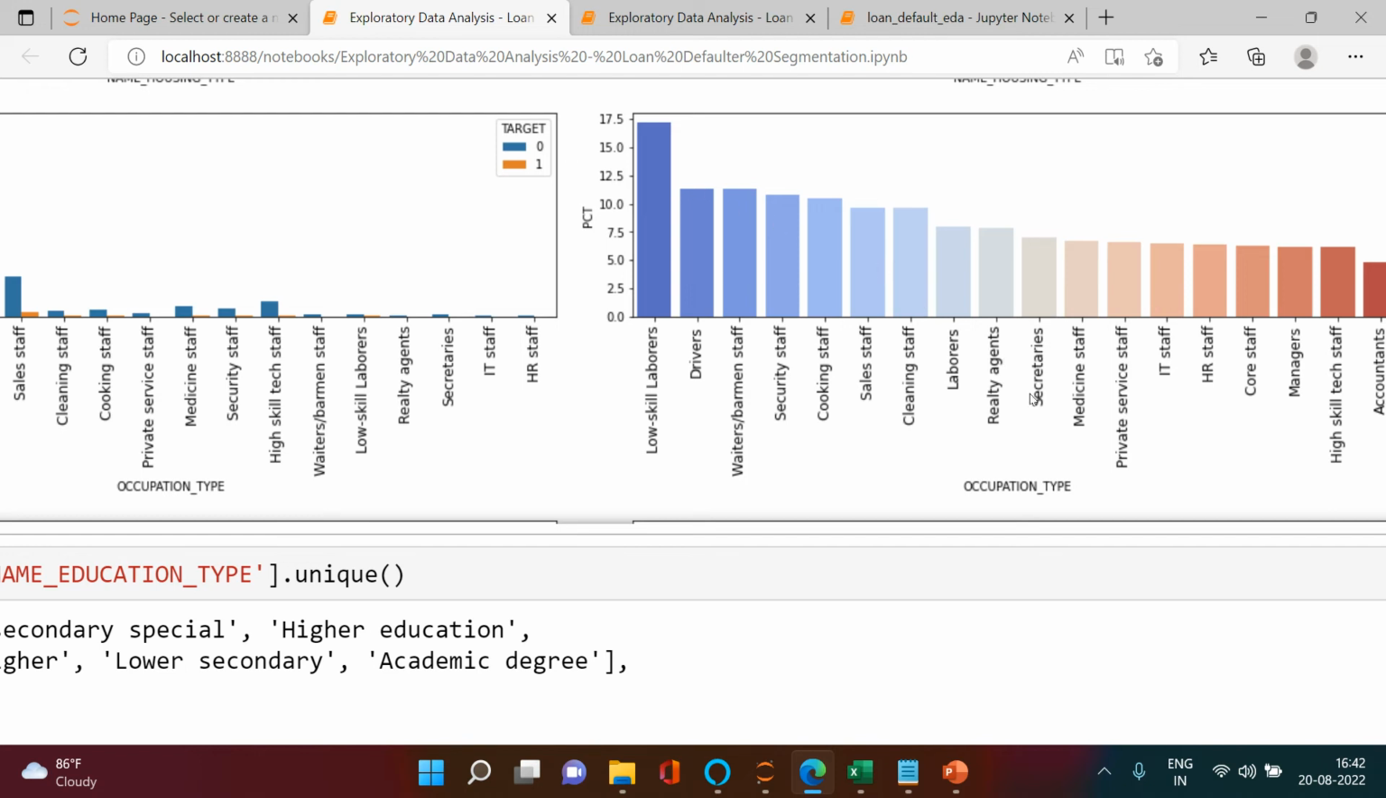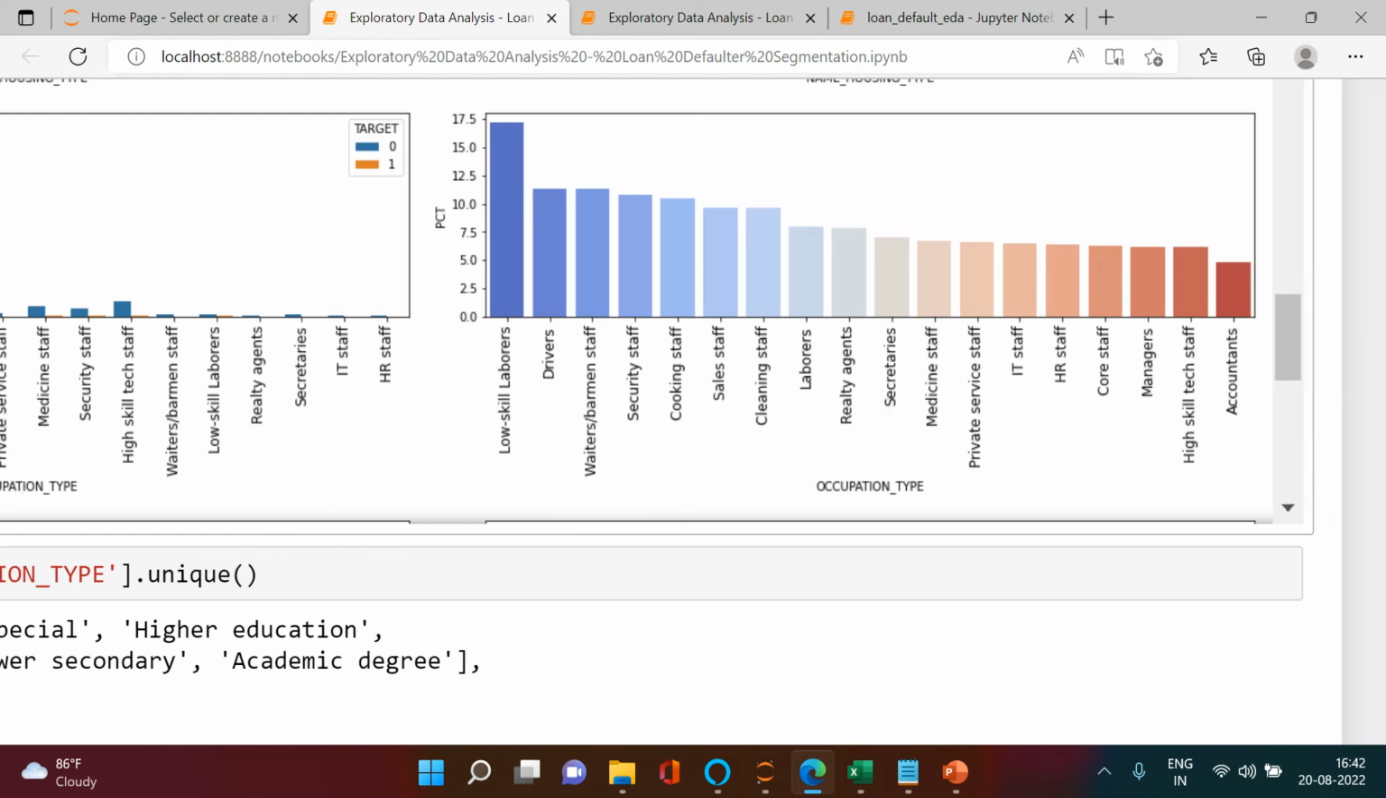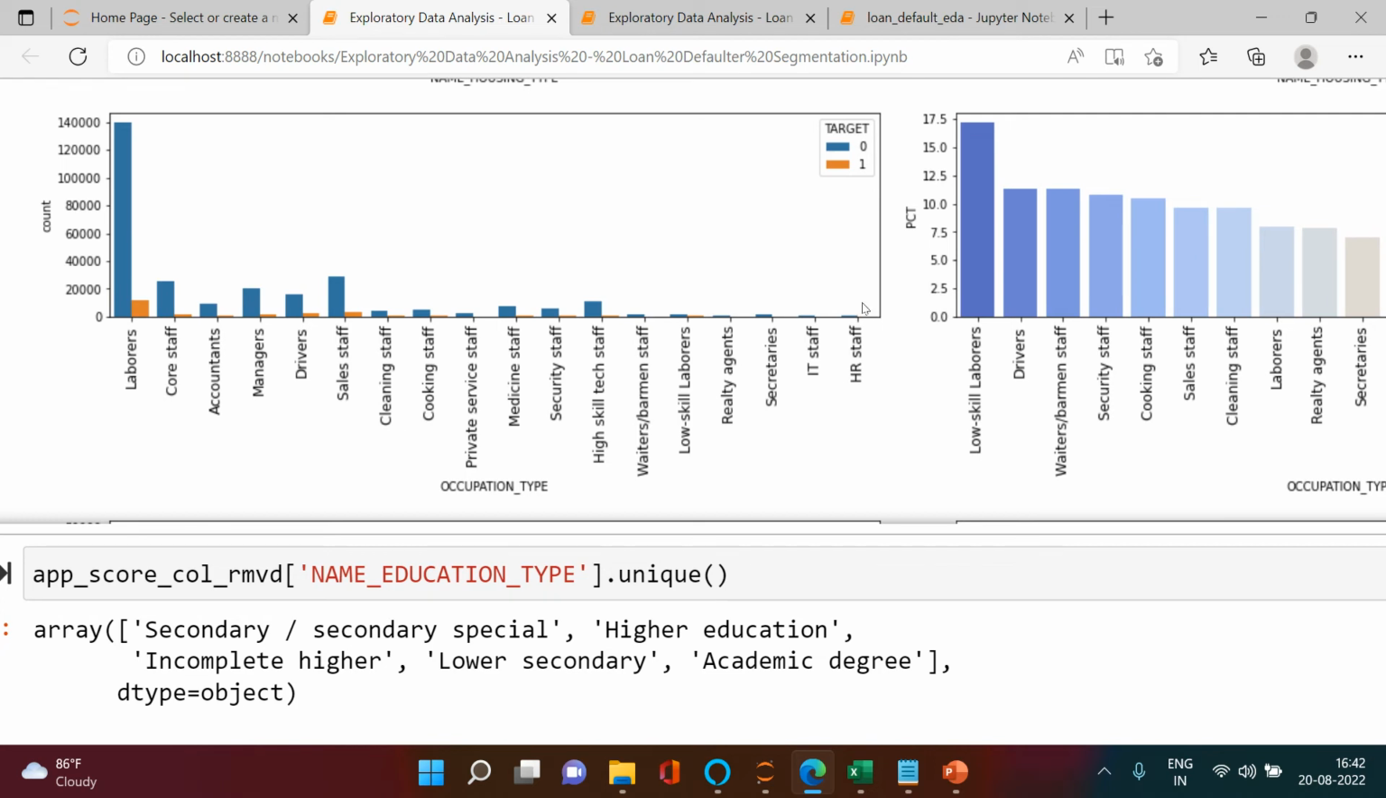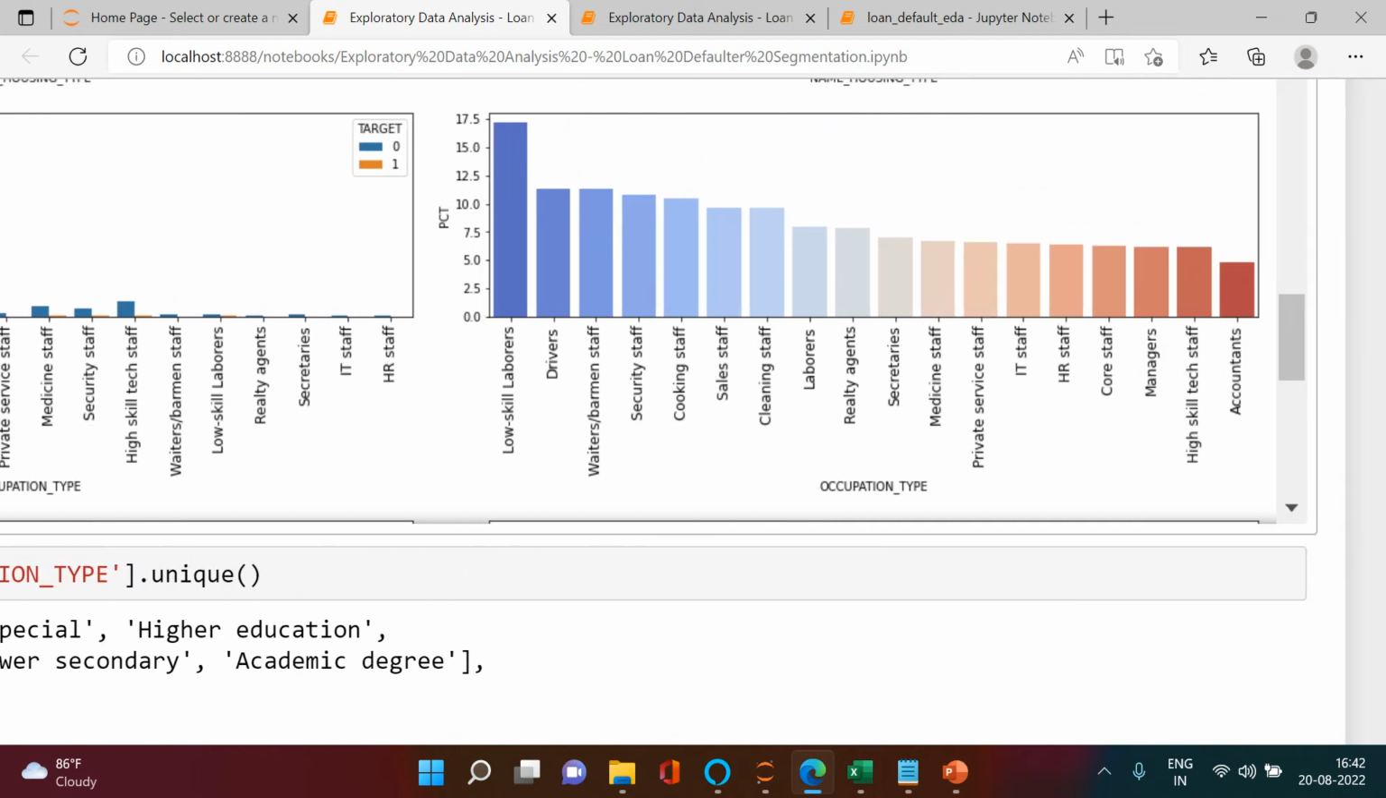Who are safer? The safest ones are core staff, managers, HR. What is the total number of loans given to HR staff? Almost none, right? The number of customers is too low, so we can ignore that. Okay, let's ignore the HR staff. We can say core staff, managers, and laborers are safe to give loans to, right? Though laborers also have a relatively higher default rate, comparatively, still we can consider them.